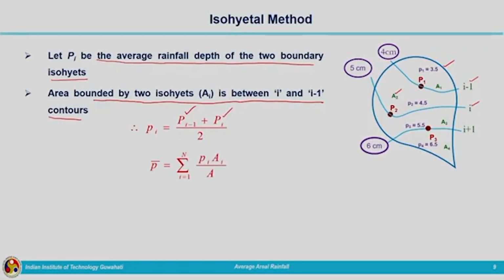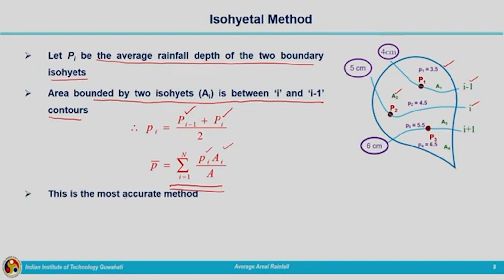So, P bar is given by sigma i equal to 1 to n Pi Ai divided by capital A. Pi we are calculating corresponding to the ith and i minus 1th isohyet, and Ai is the corresponding area within those two isohyets. In the similar way, corresponding to the entire catchment, we can get the average rainfall by making use of this particular formula for average rainfall value, that is sigma i equal to 1 to n Pi Ai divided by A.